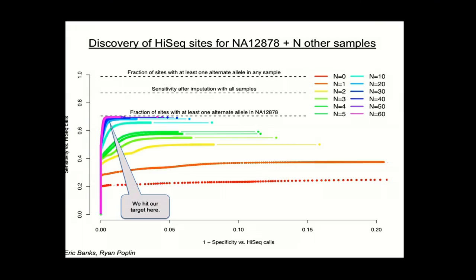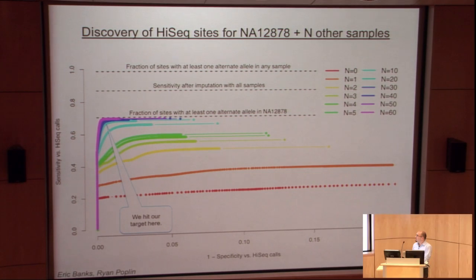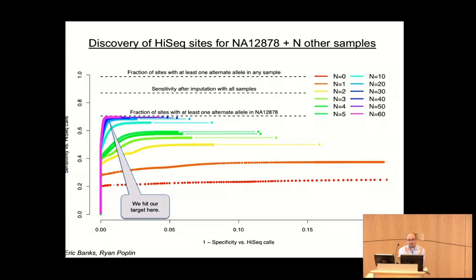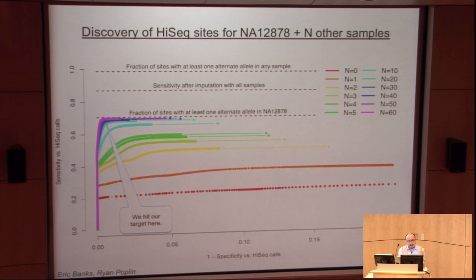So just to end, this is actually an answer to the question that was asked earlier. What is the marginal additional advantage for adding in samples for sequencing? How effective am I at discovering all the sites that I know to be polymorphic in one sample as I add sequencing for just that sample and then more individuals?